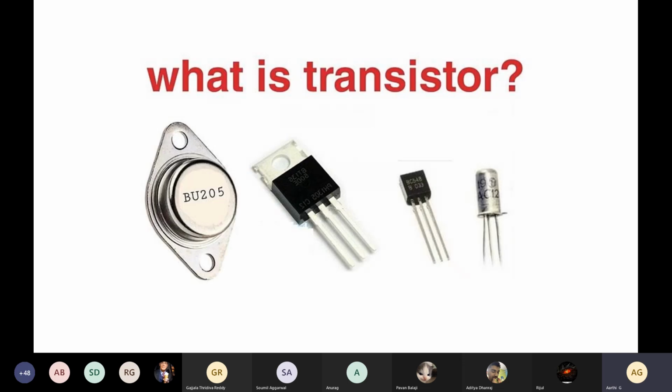The transistors generally, the name transistor, it's a combination of transfer plus resistor. So that's the single term which is called a transistor.